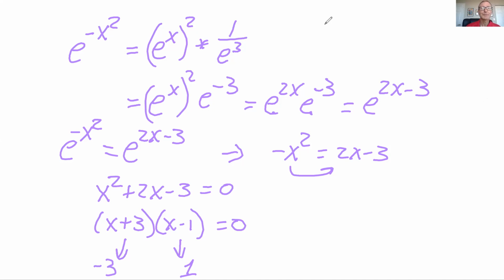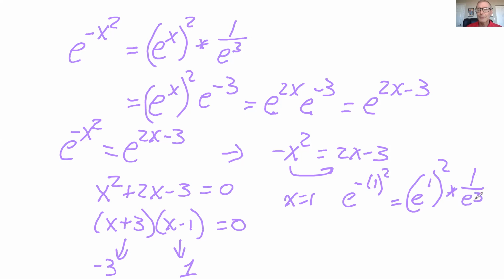And so let's start by checking x equals 1. So if you do that, you would get e to the minus 1. Whoops, I wrote that wrong. The minus is on the outside, so it'd be 1 squared like this. And that would be e to the minus 1 squared times 1 over e cubed. And so this would be e to the minus 1 power, which equals e squared divided by e cubed. And that also equals 1 over e, which is e to the minus 1. So 1 works.